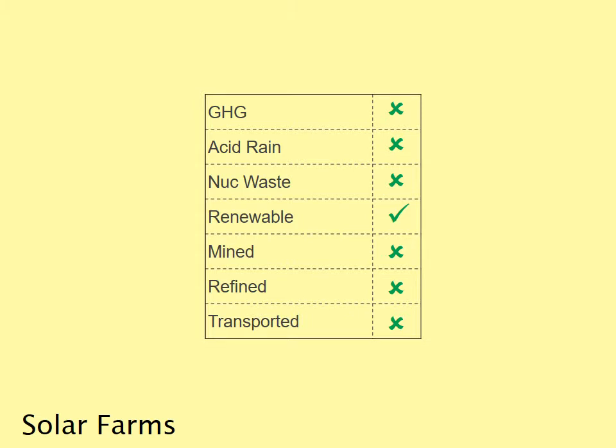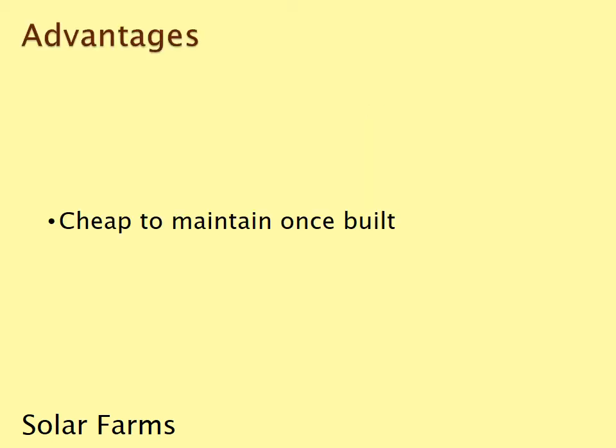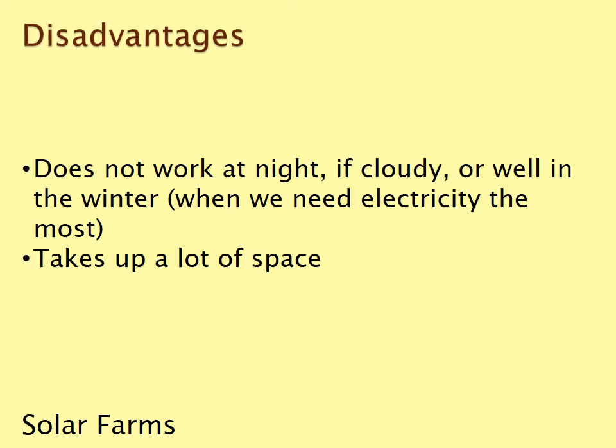Once the solar farm is up and running, there are no greenhouse gases produced, there is no acid rain, there's no nuclear waste produced. It is renewable. Nothing has to be mined, refined, or transported. Solar farms are cheap to maintain once built. Disadvantages: it does not work at night, if cloudy, or well in the winter when we need electricity the most, and they do take up a lot of space.